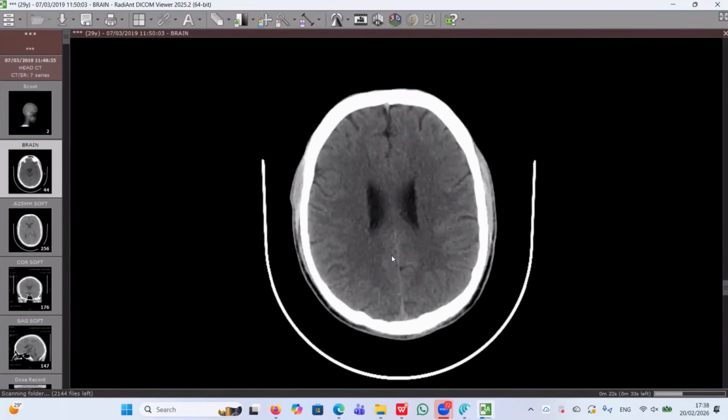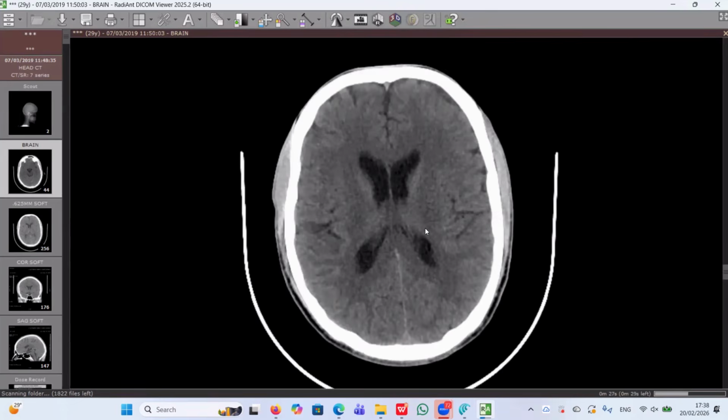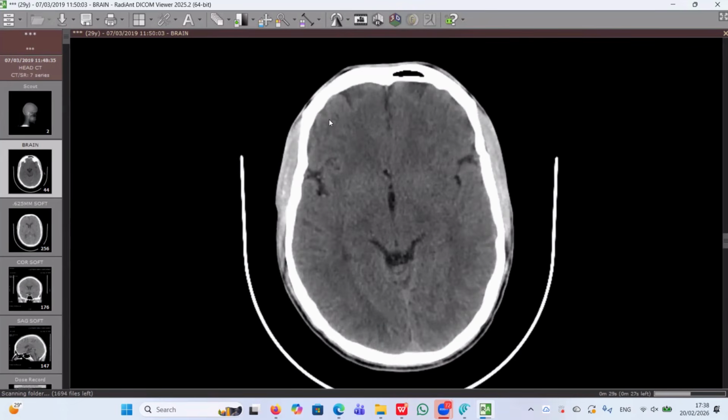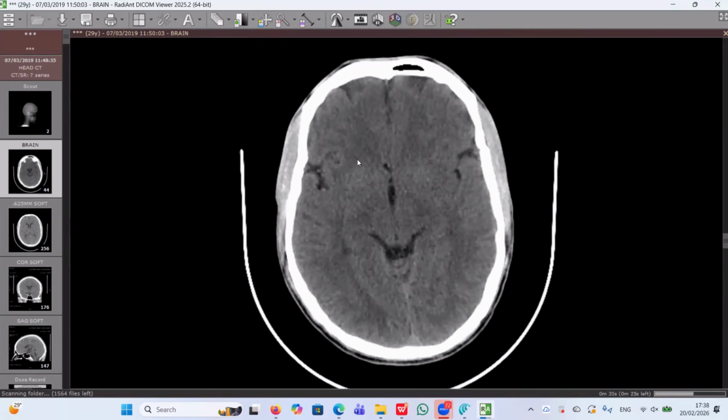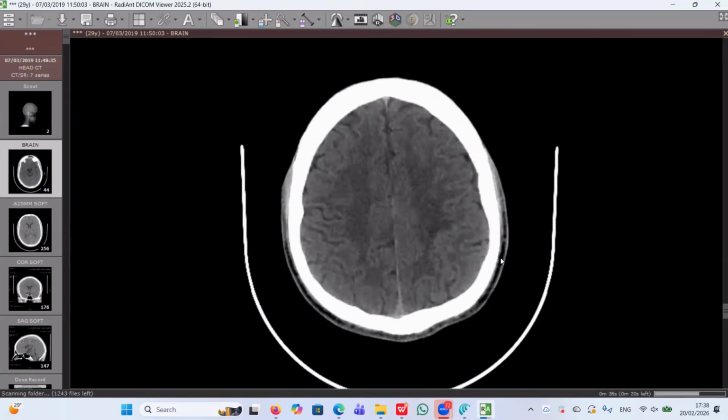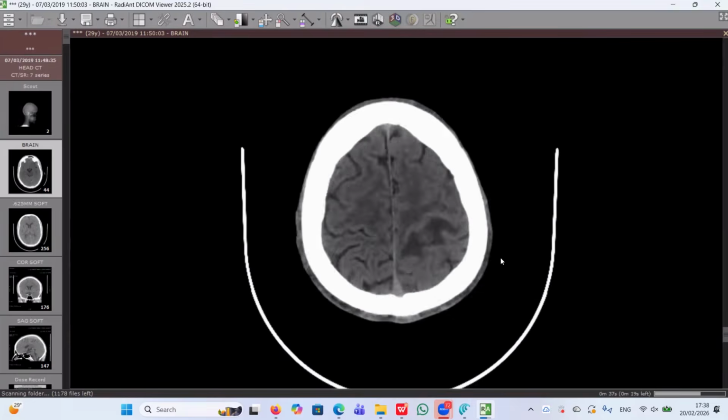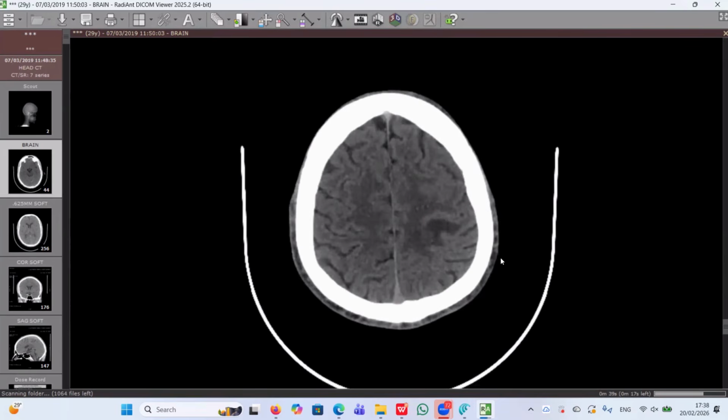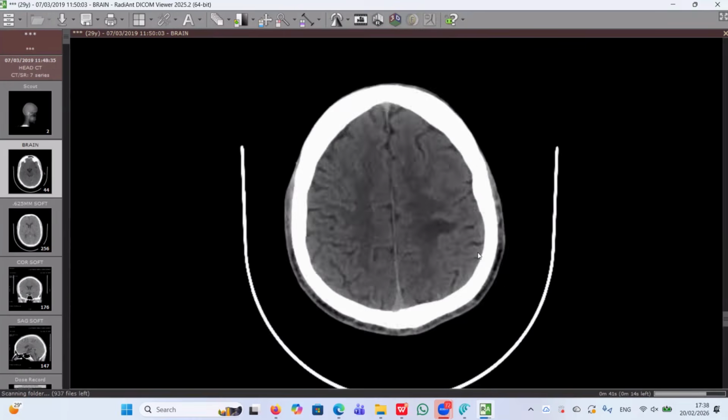This case, what do you think? This is a case we didn't present in the last session. This is a new case. Let us finish with this case. This case came to me presenting with acute right side hemiparesis.